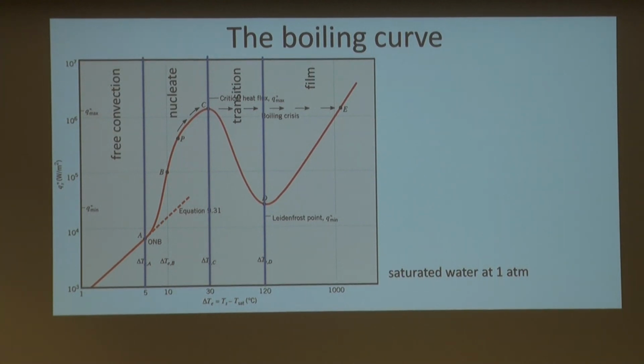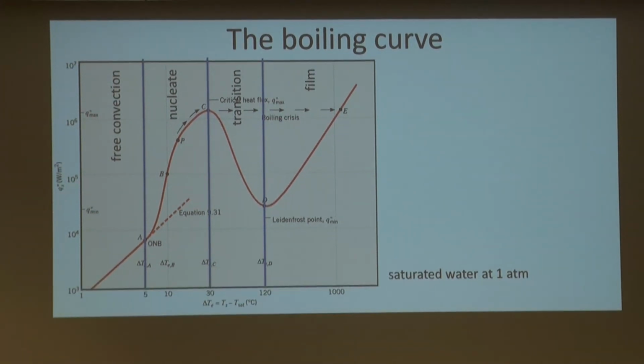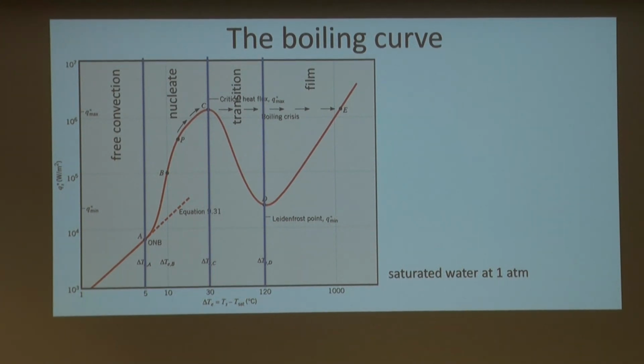So this curve, the horizontal axis, is excess temperature. So when we say an excess temperature of 30, what temperature does the water have? Or what temperature does the surface have?